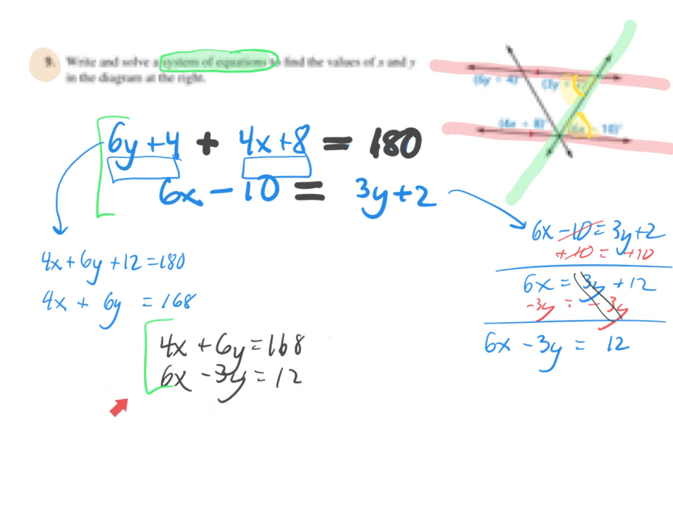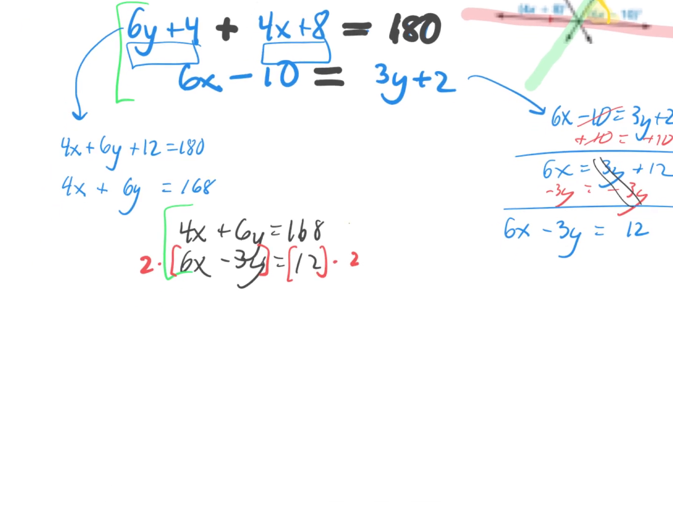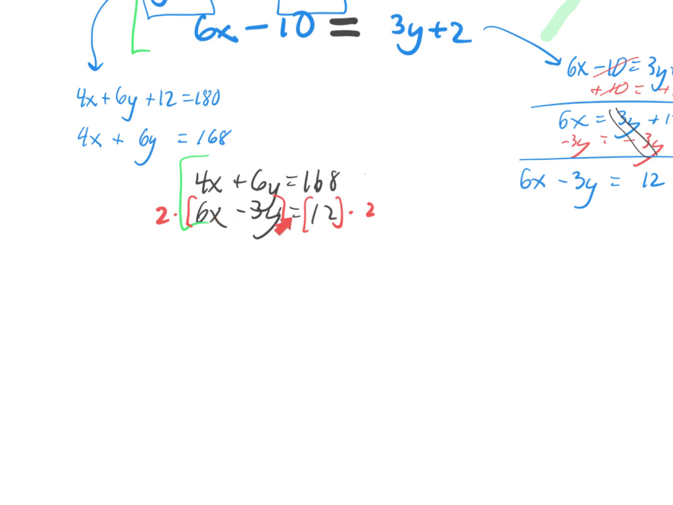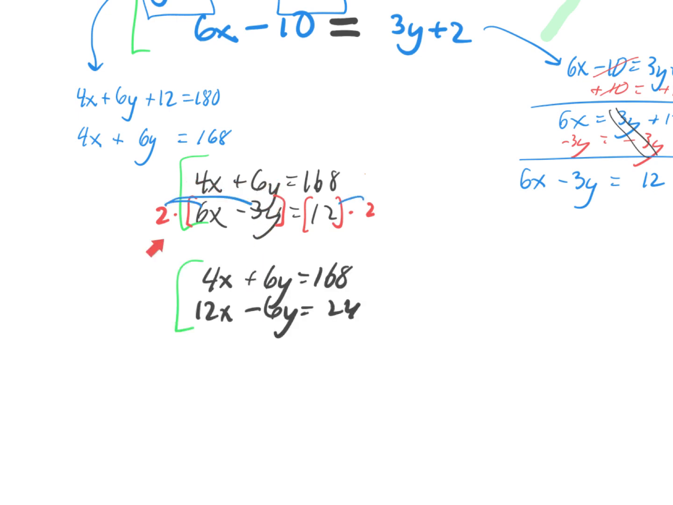All right, so our system of equations can be rewritten in a much friendlier format using these two equations. And now we'll solve the system using the elimination method. When we multiply both sides of that equation by 2, our new system, if we rewrite both equations now, is 4x plus 6y equals 168, and 12x minus 6y is equal to 24. Notice how the coefficients on the y term are exactly opposite of each other.